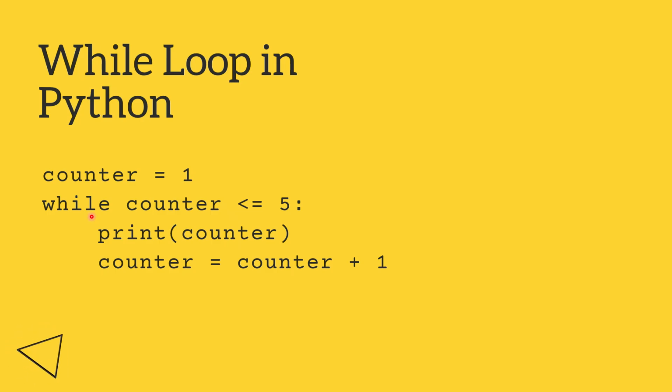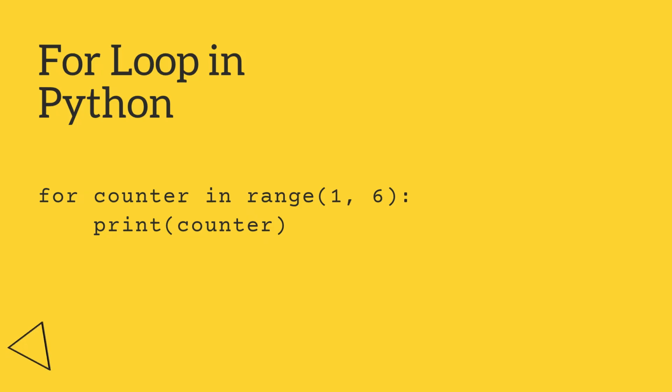Now, once the counter becomes 6, the condition is false and the loop ends. So this is all you have to write when you're looping through, say, printing out the 1 through 5. Instead of having several lines of code, this is how we would do it. Now, another main loop structure in Python is the for loop.